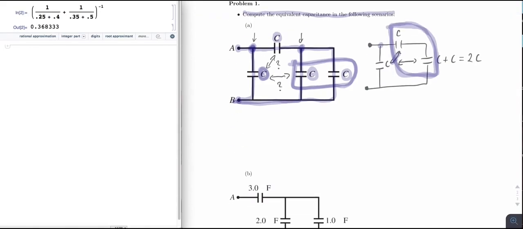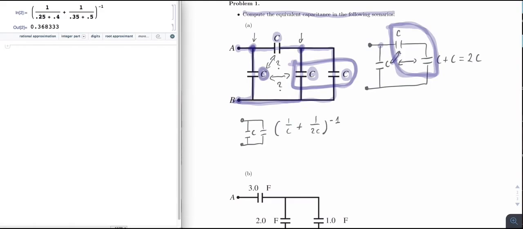Okay, so I'm going to rewrite my circuit to look like this. And I know this one is still C, but this last one is, and since they're in series, we have to use the reciprocal law. So I'm going to have (1 over C plus 1 over 2C) to the negative 1.